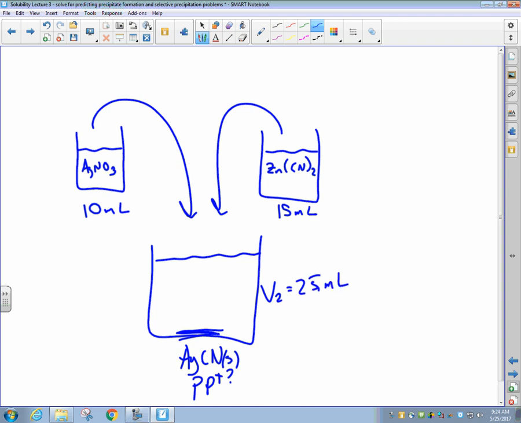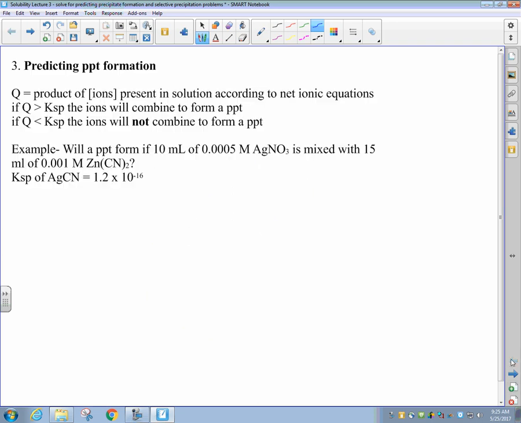So the first step of this problem is we need to figure out what is the concentration of these ions the moment before they start to potentially form a precipitate. In other words, we're going to dilute each of these ion concentrations as we mix these together to form a new concentration, and then that new concentration potentially will be high enough that those ions will combine together to form that precipitate. So first step to this problem, we need to write our chemical equation.